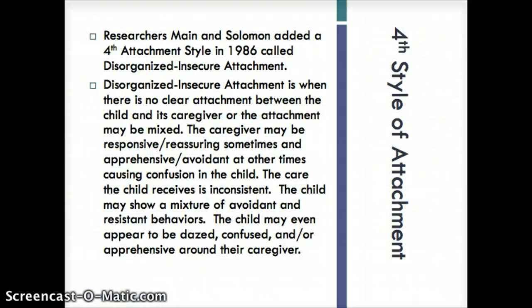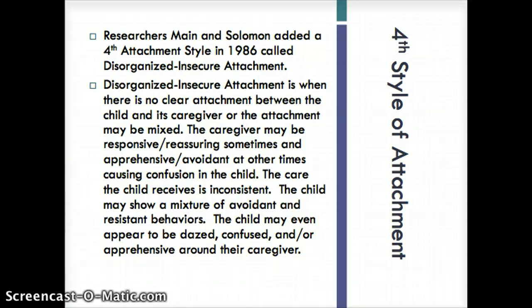Two researchers, Main and Solomon, added a fourth attachment style in 1986. They named this attachment style disorganized insecure attachment. Disorganized insecure attachment is when there's no clear attachment between the child and the caregiver, or the attachment may be mixed. The caregiver may be responsive and caring at some times, but then also may be avoidant and ignoring the child at other times. This causes confusion in the child.